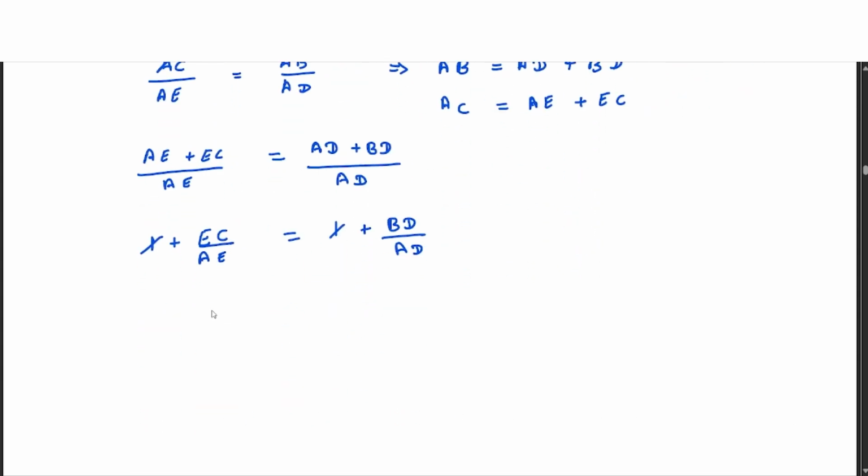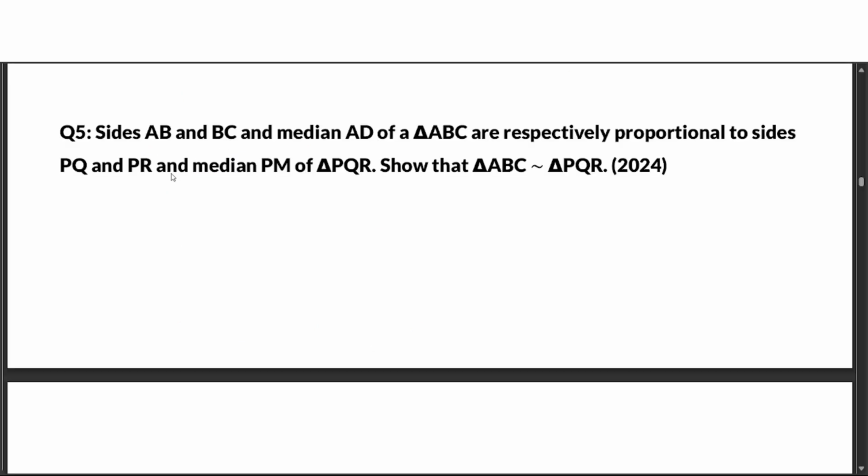So now after that we can say EC over AE is equal to BD over AD. Okay, so hence it's proved. So this is an easy type question, and it is also based on the theorem, the basic proportionality theorem. Now this is the fifth question of 2024.